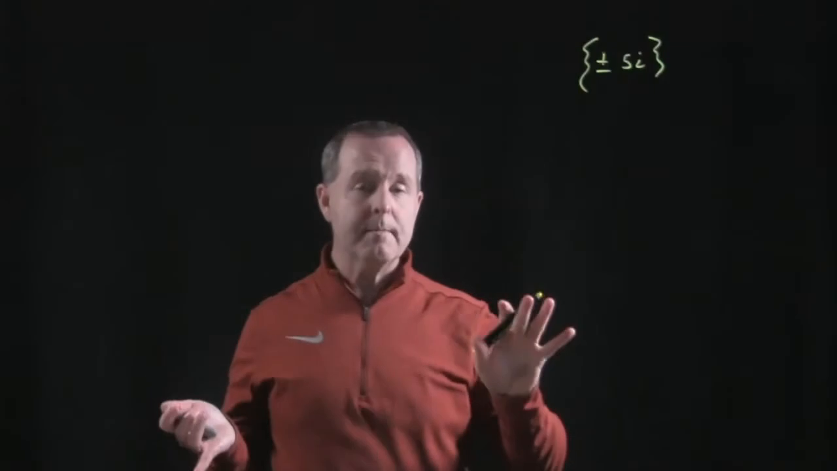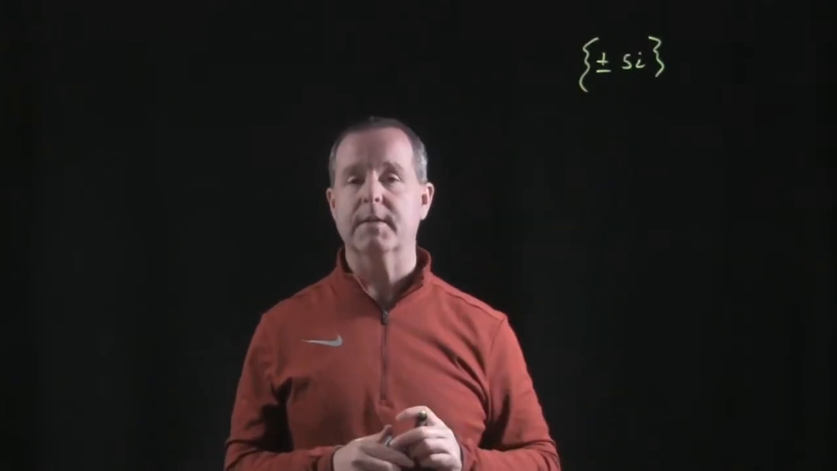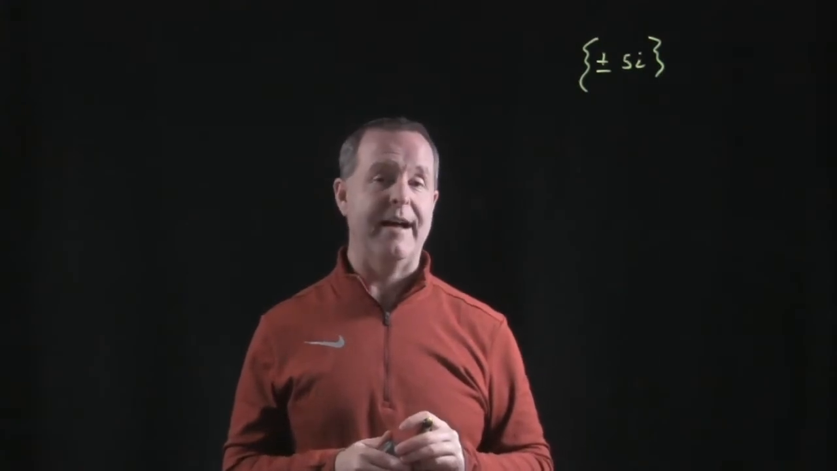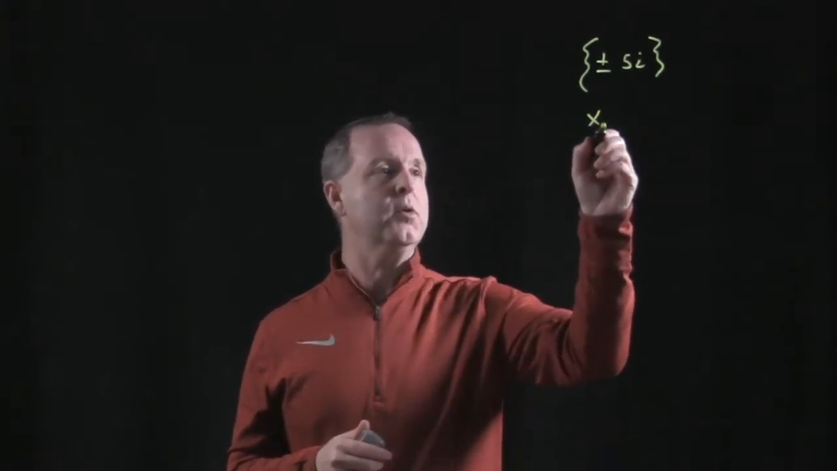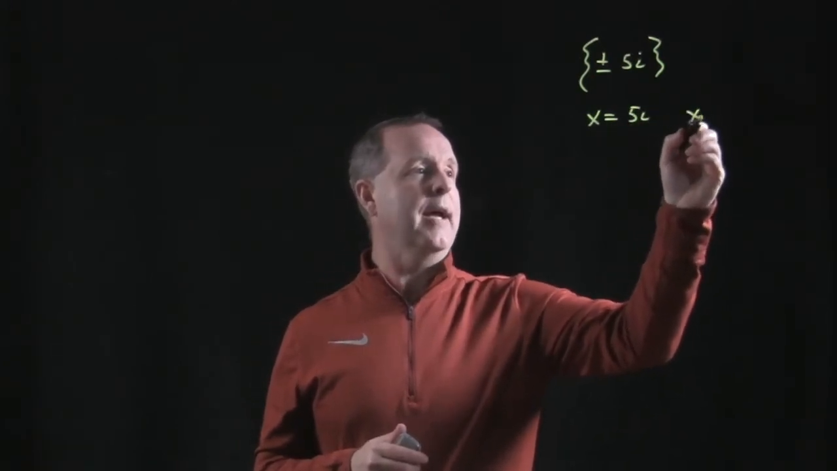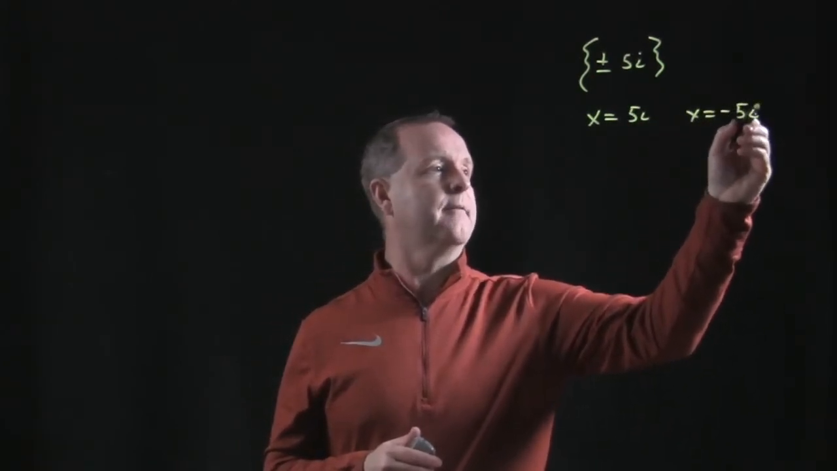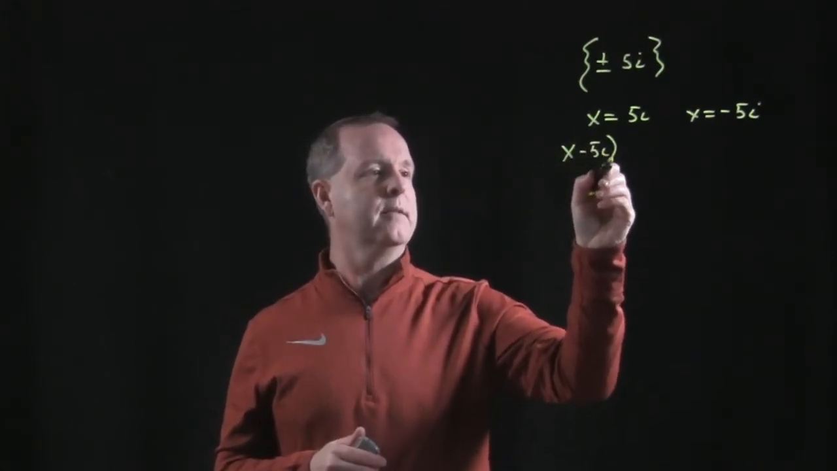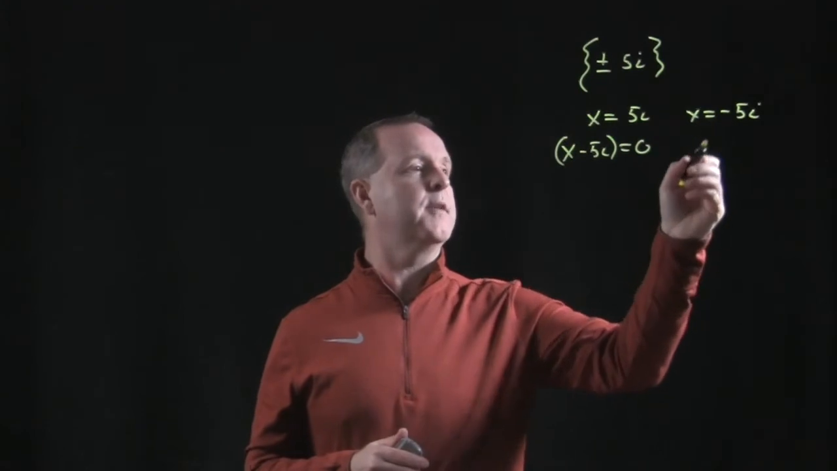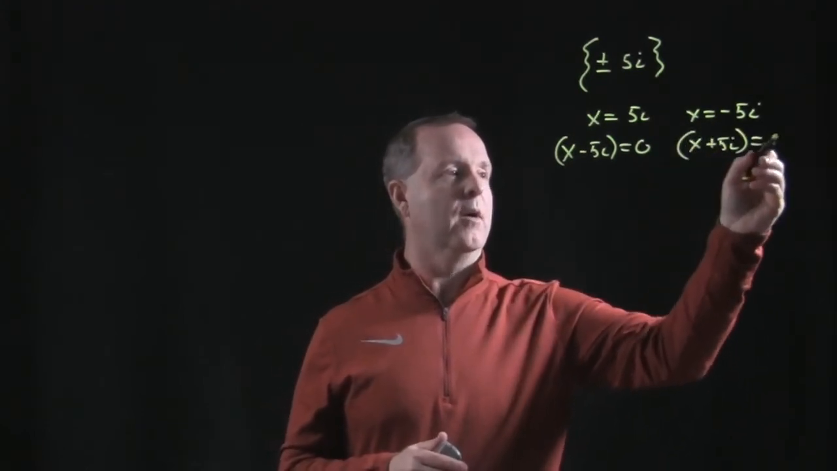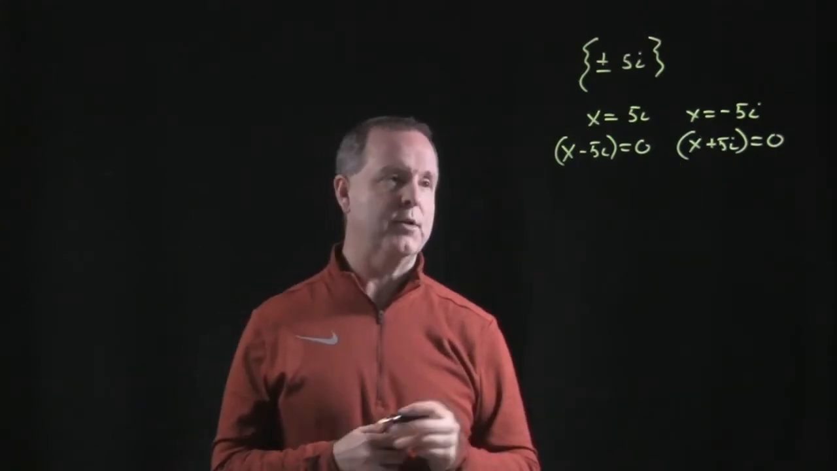Let's look at one more way to do this, but we're going to do one with some complex solutions. So we have two solutions, plus or minus 5i. That tells me that one solution is x equals 5i, and x equals negative 5i. So x minus 5i equals 0. Solve this one for 0: that's x plus 5i equals 0. Those are my two factors.